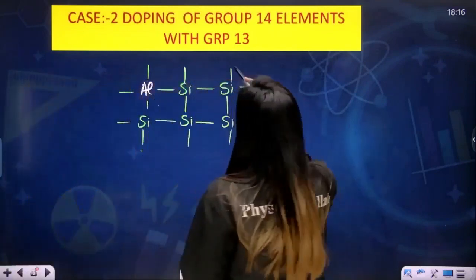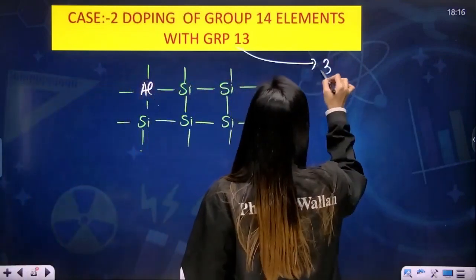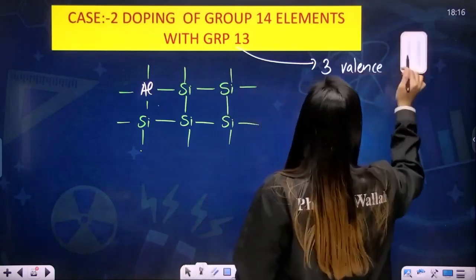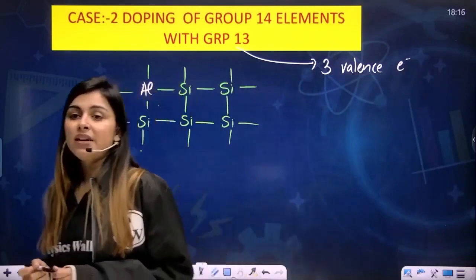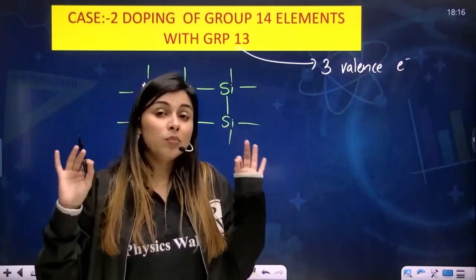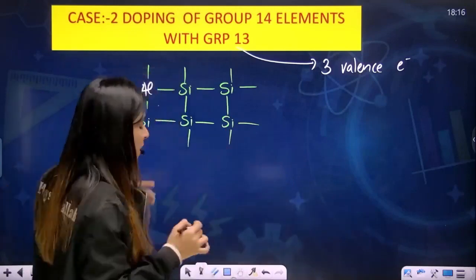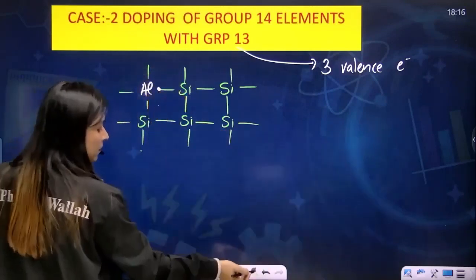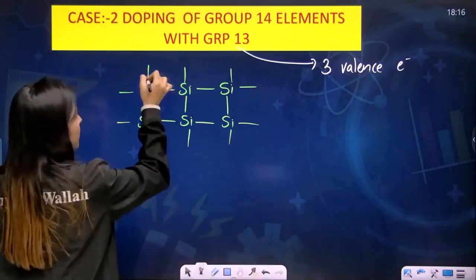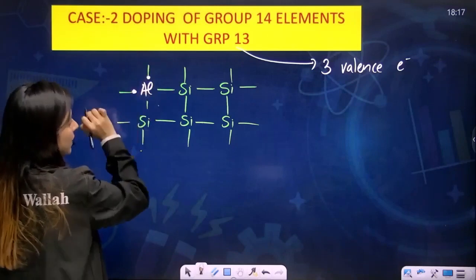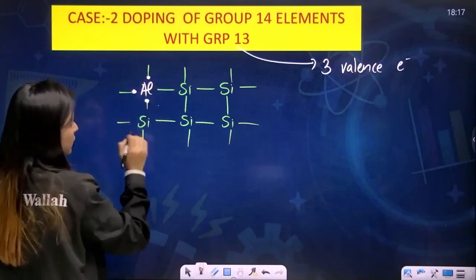Now, if I talk about group 13 elements, my dear students, they only have 3 valence electrons. I know that one bond is formed by 2 electrons. So ma'am, let's say this bond is formed with 1 electron of aluminium and 1 of silicon, 1 of aluminium and 1 of silicon, 1 of aluminium and 1 of silicon.